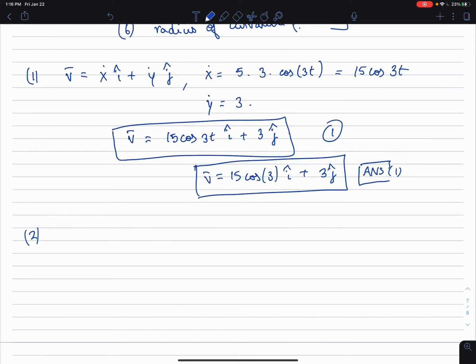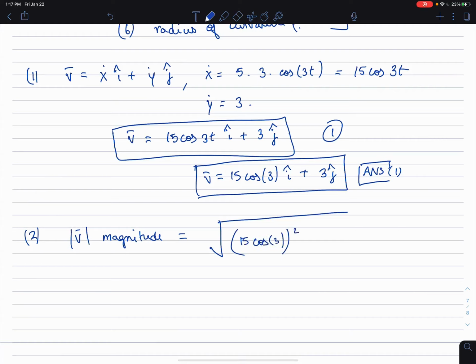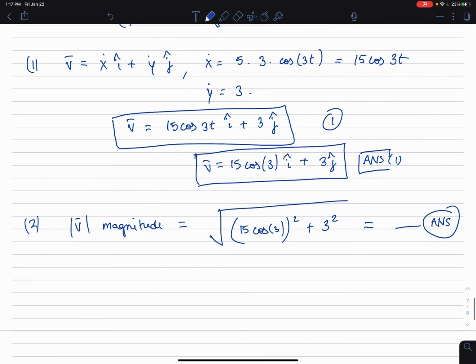How do you compute the magnitude? This is the magnitude. It's just the square root of the sum of squares. So we have the square root of 15 cosine 3 squared plus 3 squared, whatever that is. That's going to be your answer for part 2.